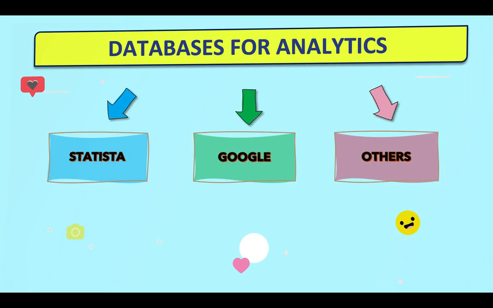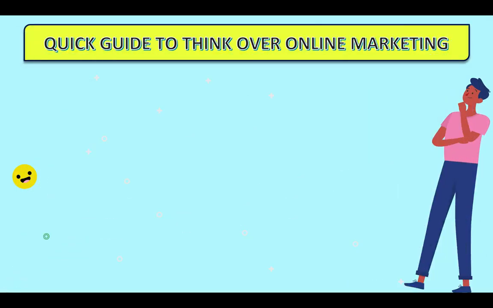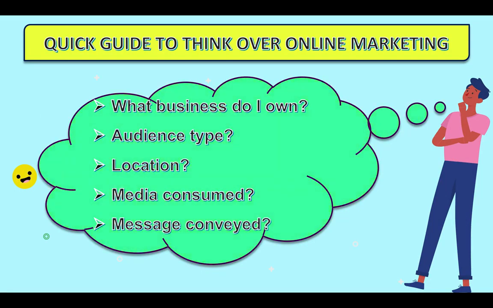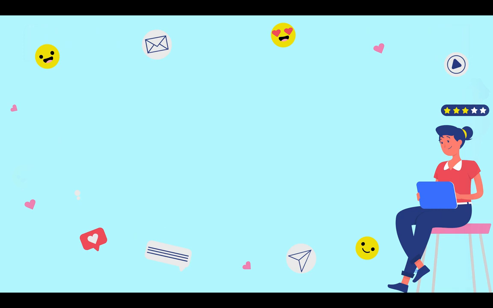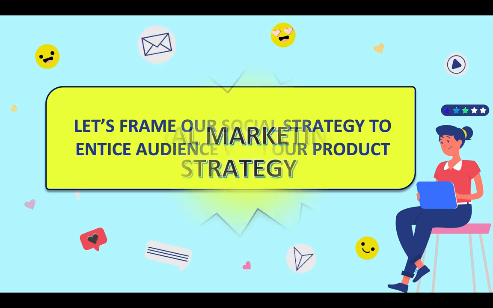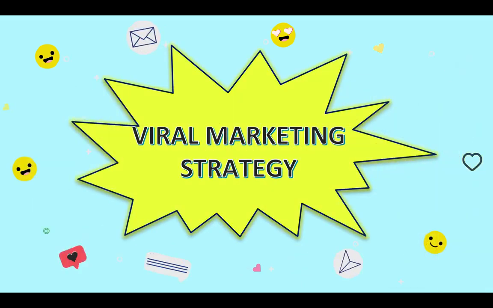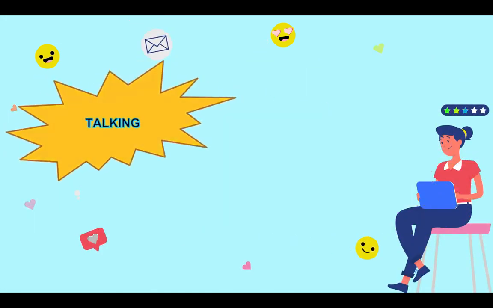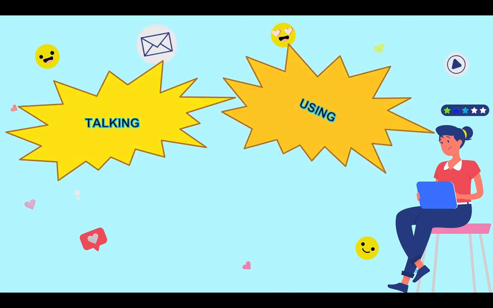Okay, so in our previous video, we nailed down the target audience, their location, and their favorite media channel. Now let's try framing our strategy to gain their attention and entice them with our product. Therefore, we need a viral marketing strategy, meaning that we need to create that splash in the market that gets them talking, using, and evangelizing our products.